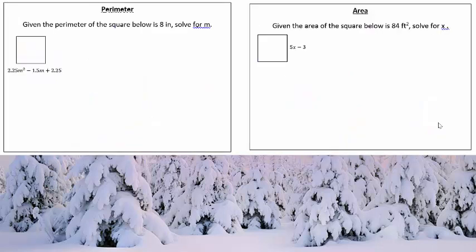In our next video, we're still going to be dealing with quadrilaterals, but we're going to look at squares instead of rectangles.